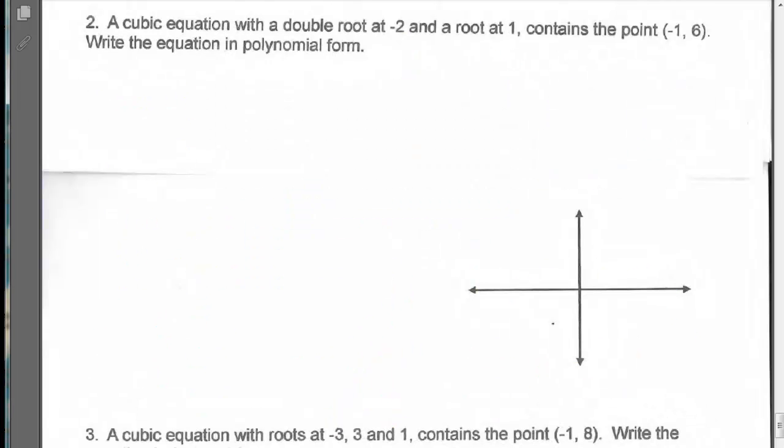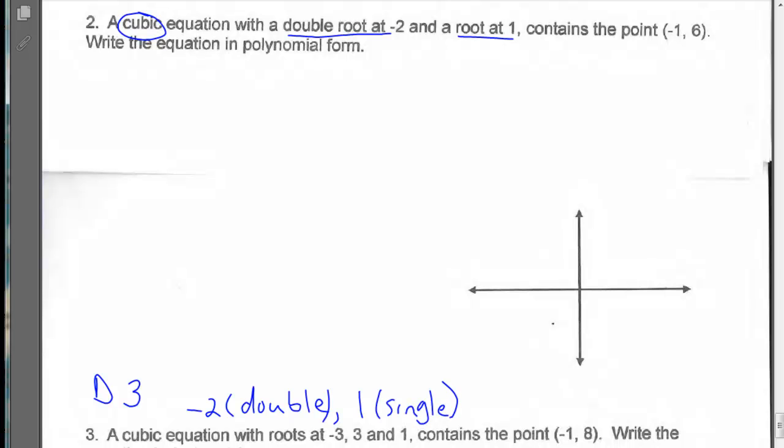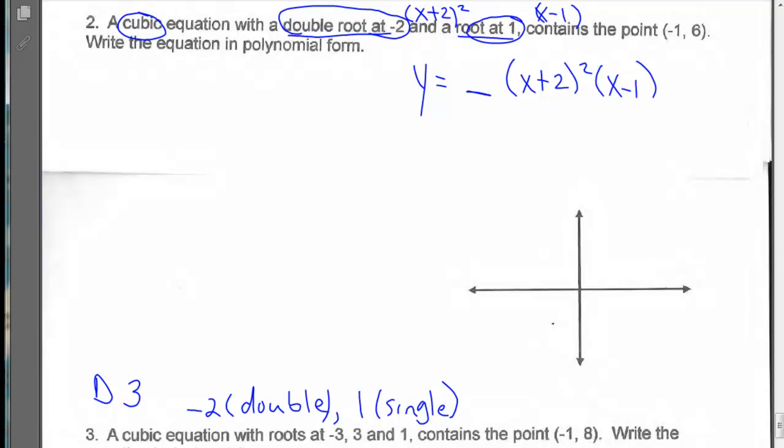In the next example, we have a cubic equation, so we know the degree is 3. It's got a double root at -2, it's got a root at 1, and it crosses the point (-1, 6). So what do we know? Well, we know it's a cubic. It's got a double root at -2, so that would be written x plus 2 squared. And it's got a root at +1, and that would be written as x minus 1. What I don't know is a.